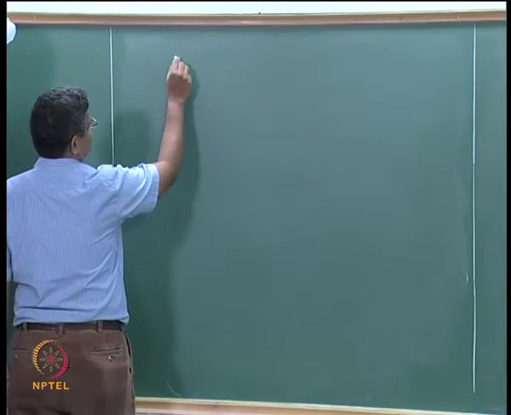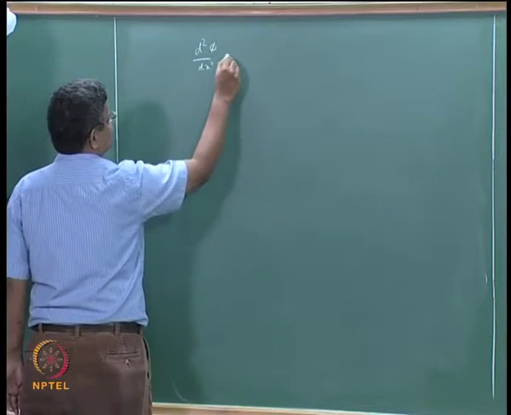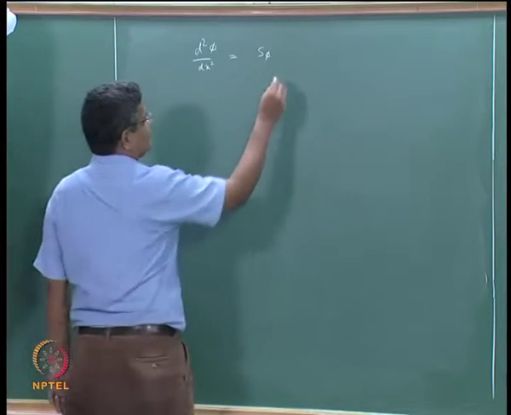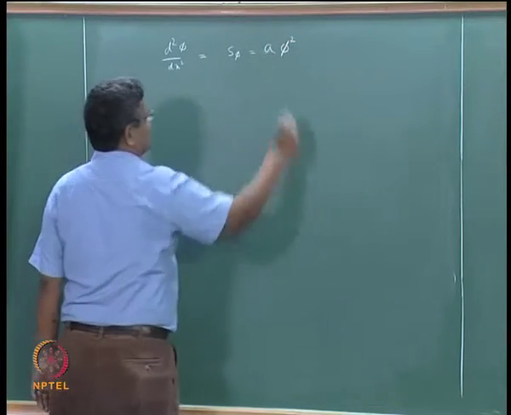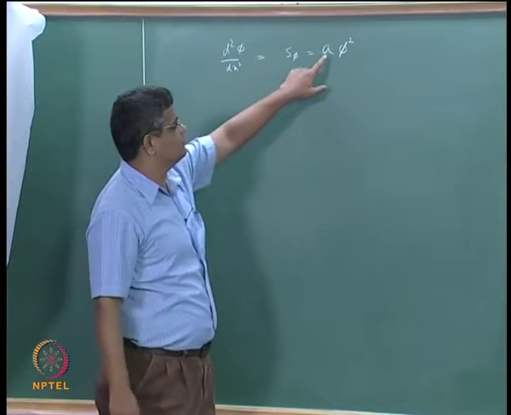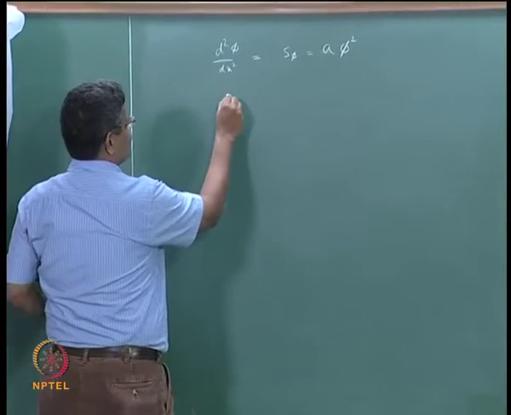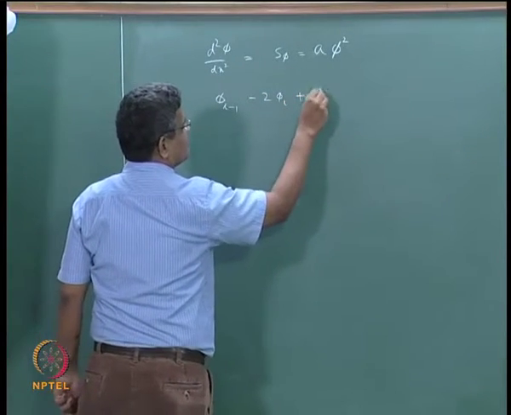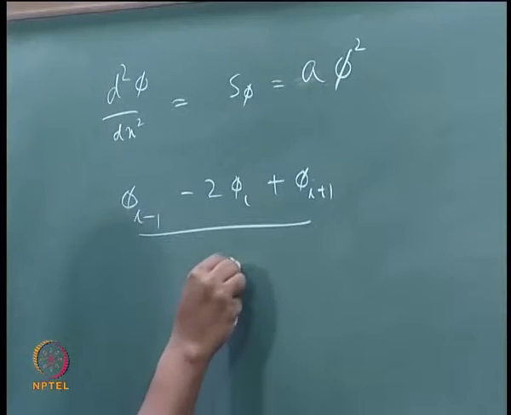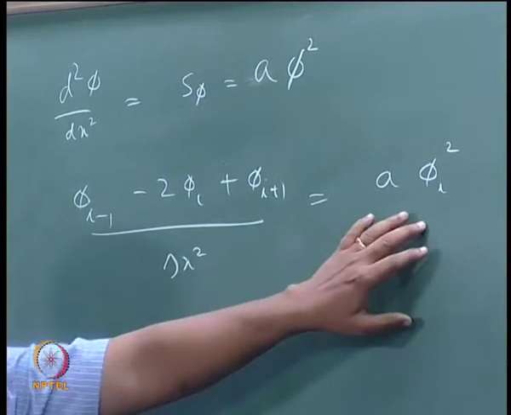So let us consider a diffusion equation with a source term. So we have the one dimensional diffusion equation. So we are saying d square phi by dx square equal to source of phi, and if you put this as, let us say, a phi square. So the value of this source depends on a constant a and phi square. So if you write this on a one dimensional grid, this will be phi I minus 1 minus 2 phi I plus phi I plus 1 by delta x square is equal to a phi I square. So this is a non-linear source term.